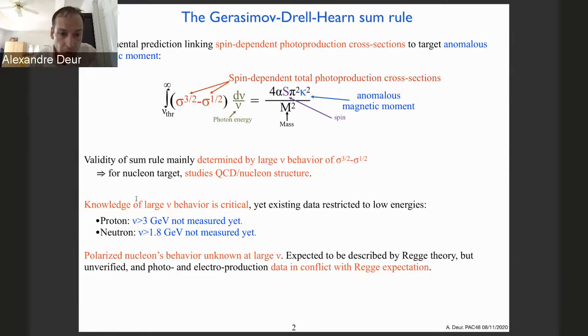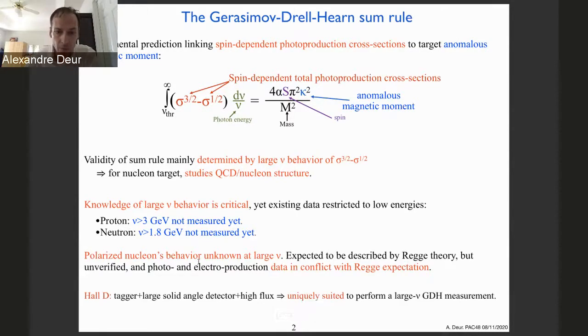So because of this, the behavior of polarized nucleon is unknown at large photon energy. It's expected to be described by the Regge theory, but this is yet to be verified. And in fact, the little photoproduction data and the electroproduction data at large nu and low Q squared are in conflict with the expectation of the Regge theory, as I will show in this presentation. So CLAS12, with its large energy photon tagger, its large solid angle detector, and its high photon flux, is a uniquely suited place to study this type of problem.